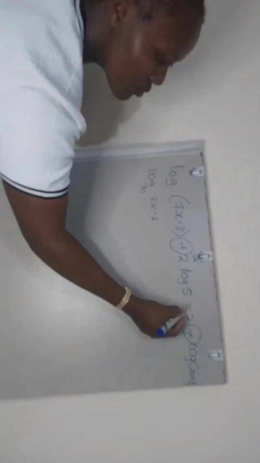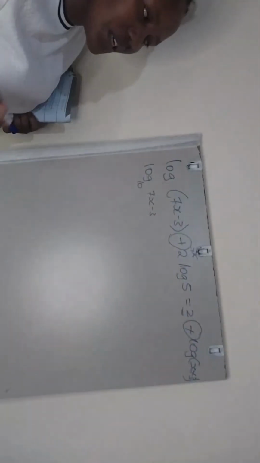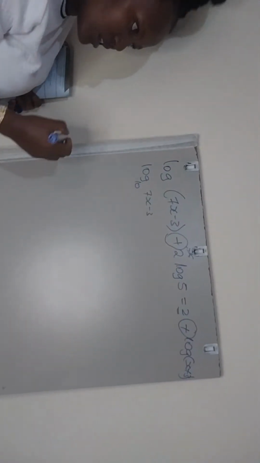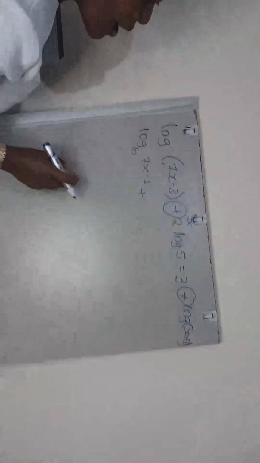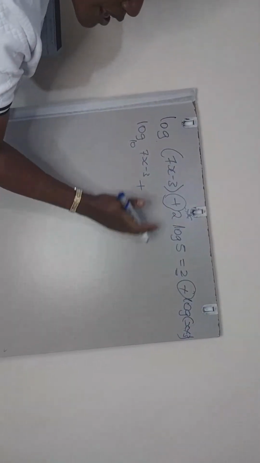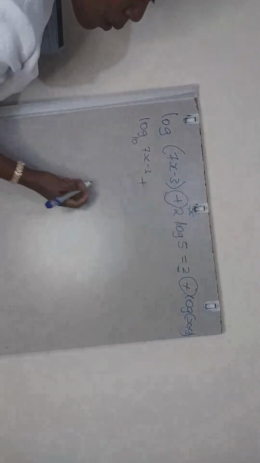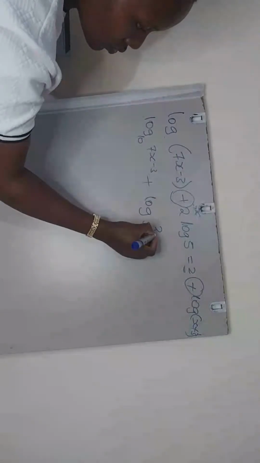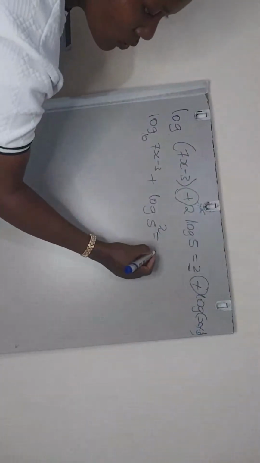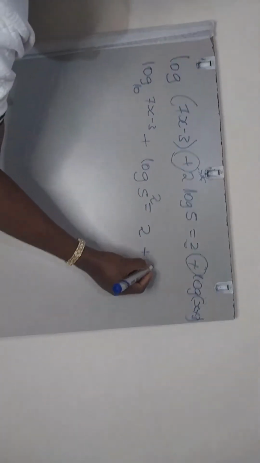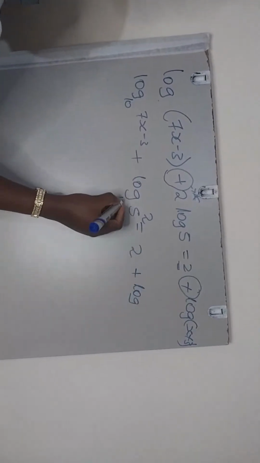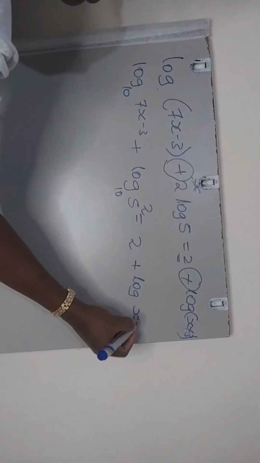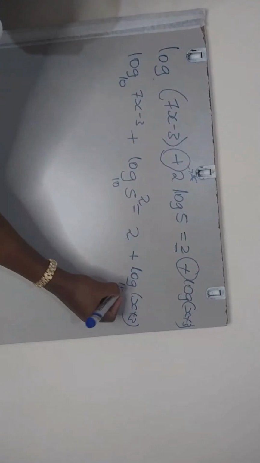Why are we including a base? Because we have a number here and it needs to be expressed in terms of logs, a power. We have a 2 before the log 5, so the 2 becomes a power of 5. So this becomes log 5 to power 2 is equal to 2 plus log, all these are base 10, log x plus 3 to the base 10.